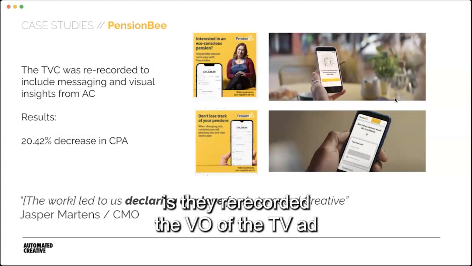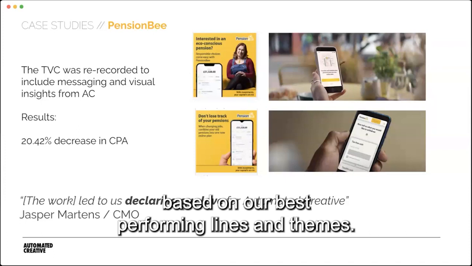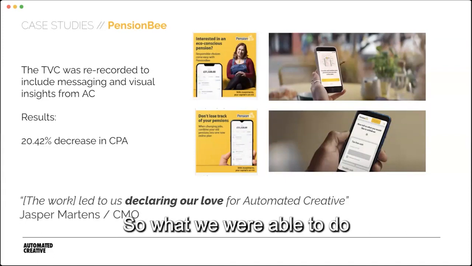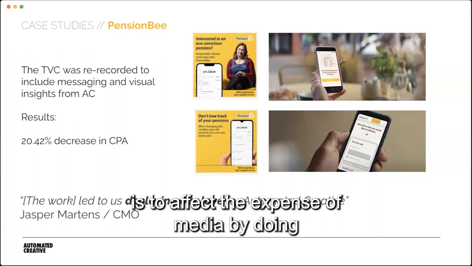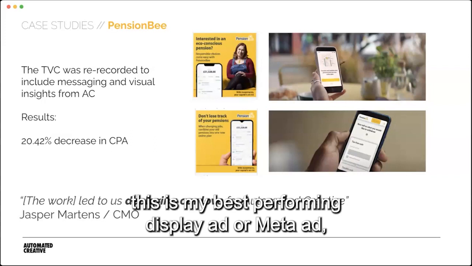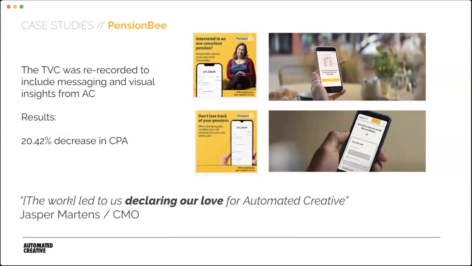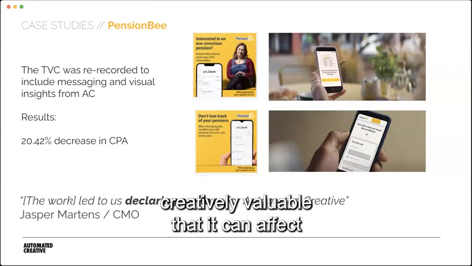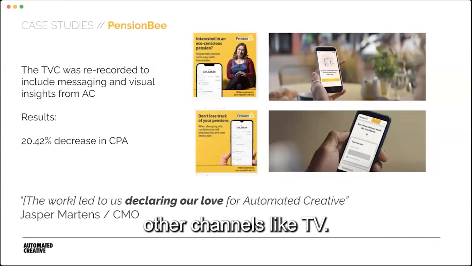And what they did is they re-recorded the VO of the TV ad based on our best performing lines and themes. So what we're able to do is to affect the expensive media by doing testing in the cheaper media. So this isn't just about, hey, this is my best performing display ad or meta ad. It's insight that is so creatively valuable that it can affect other channels like TV.